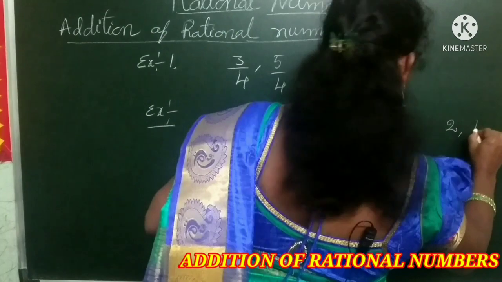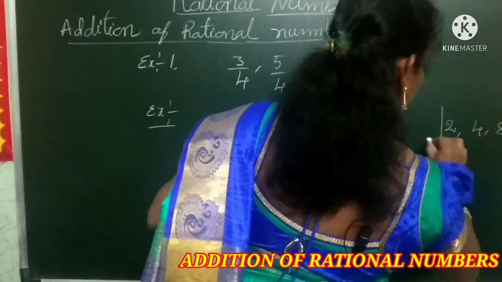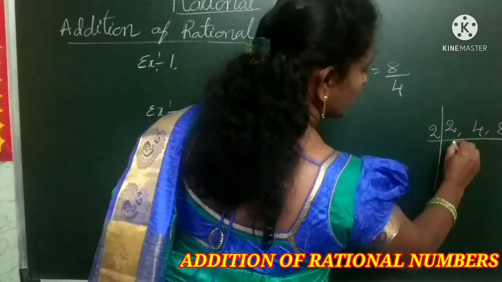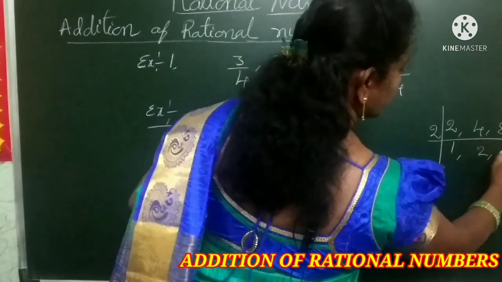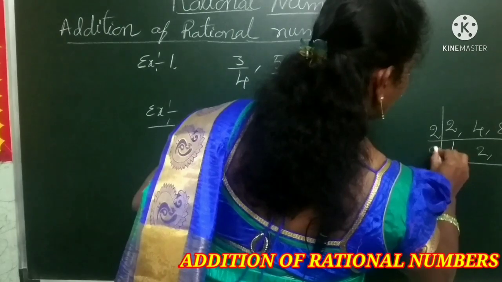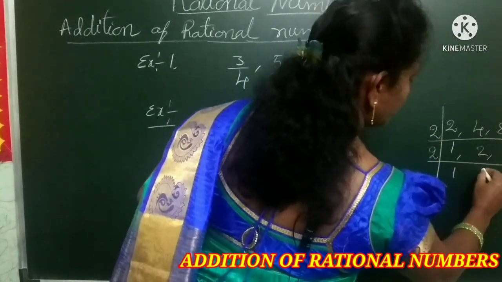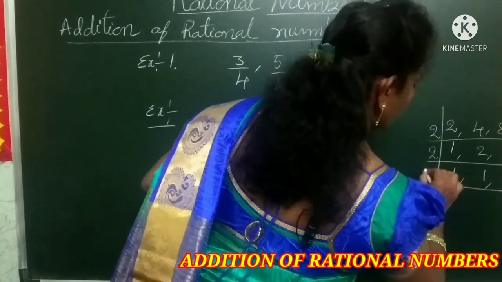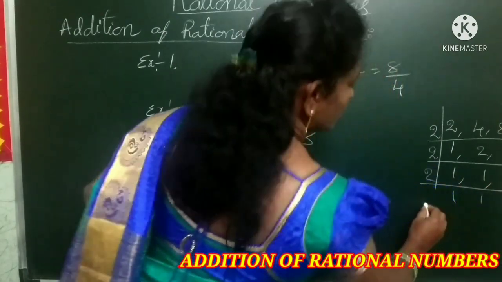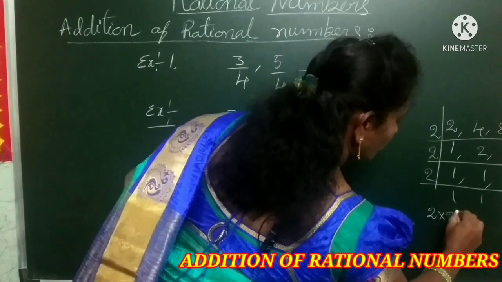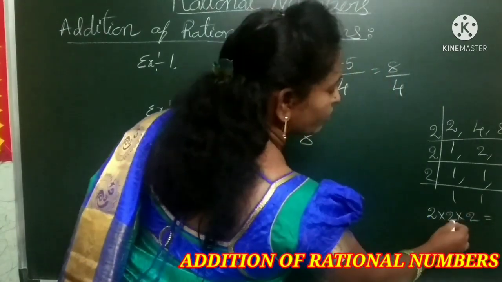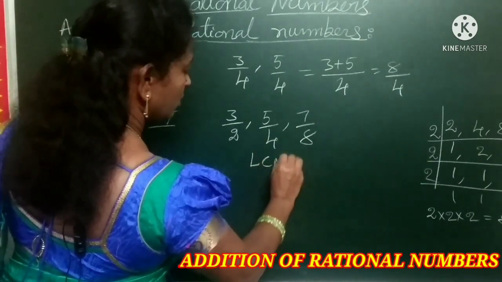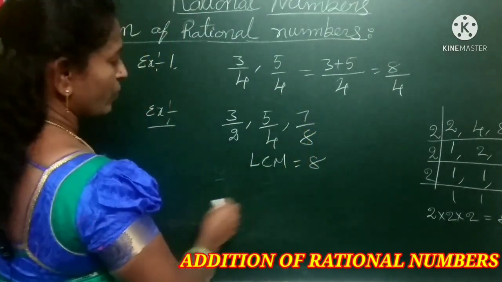So 2, 4, 8. For the LCM of their denominators, 2 table is possible in 2 once, in 4 two times, again 2 table once, already once. In 8, 2 three times. So 2 into 2 into 2 equal to 8: 2 twos are 4, 4 twos are 8. So their LCM is equal to 8.